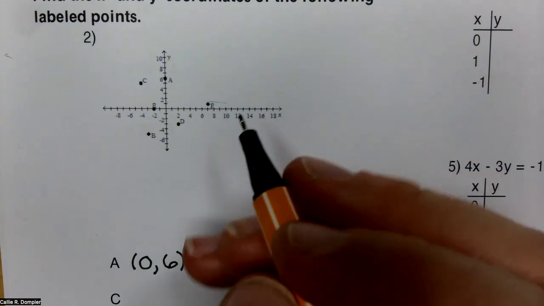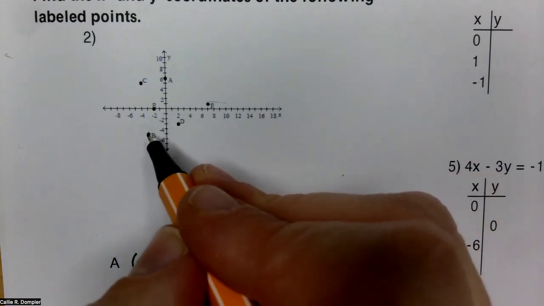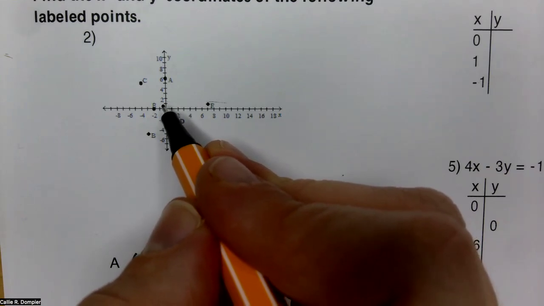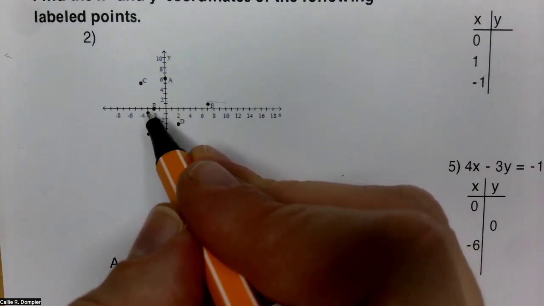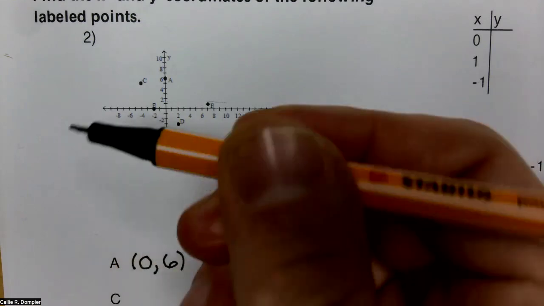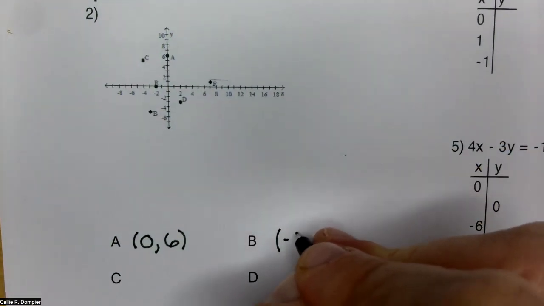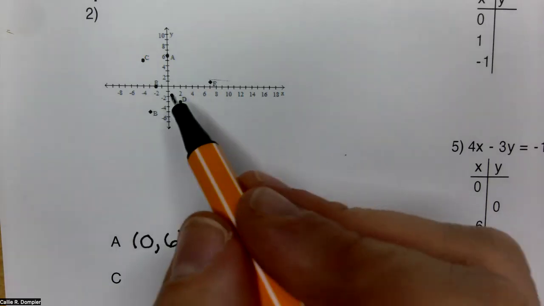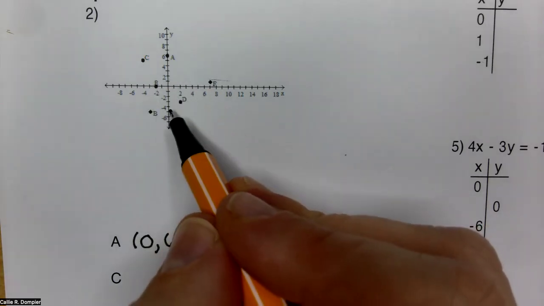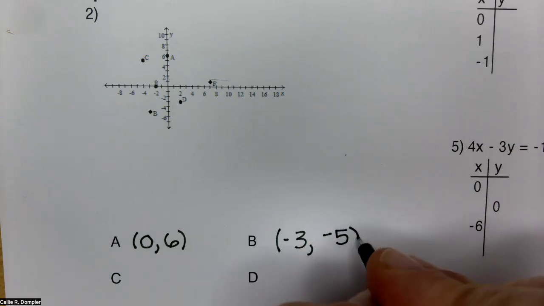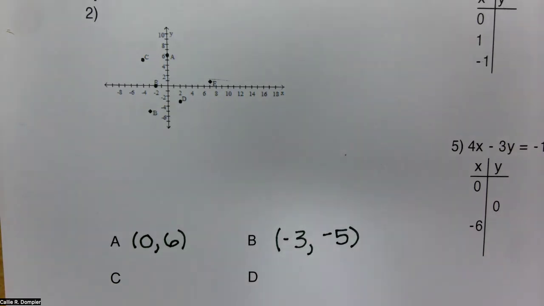Okay? B is way down here. So first, how far did we go on the x-axis? 1, 2, 3 to the left. So negative 3. And then where did we go on the y-axis? We went down again. It looks like 5, right? Negative 3, negative 5 would be the ordered pair for point B.